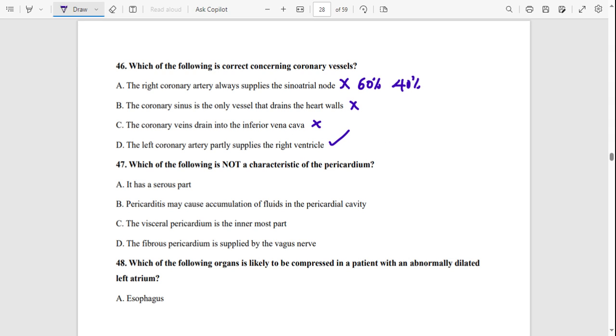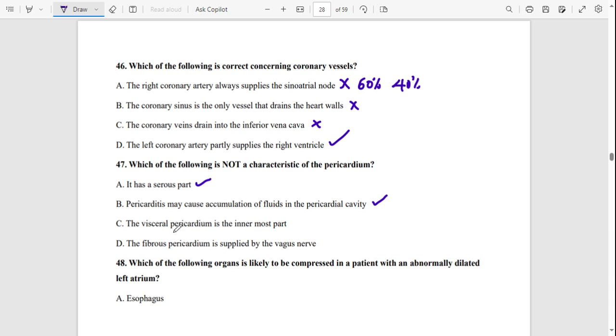Which of the following is not a characteristic of the pericardium? It has a serous part. This is true. The pericardium is going to have a serous part. Pericarditis may cause accumulation of fluid in the pericardial cavity. Okay, this would also be true.